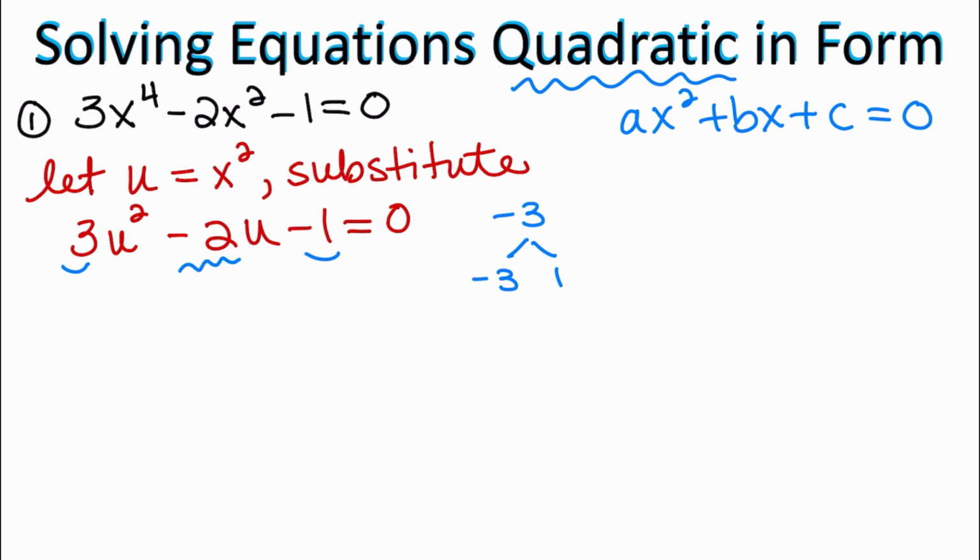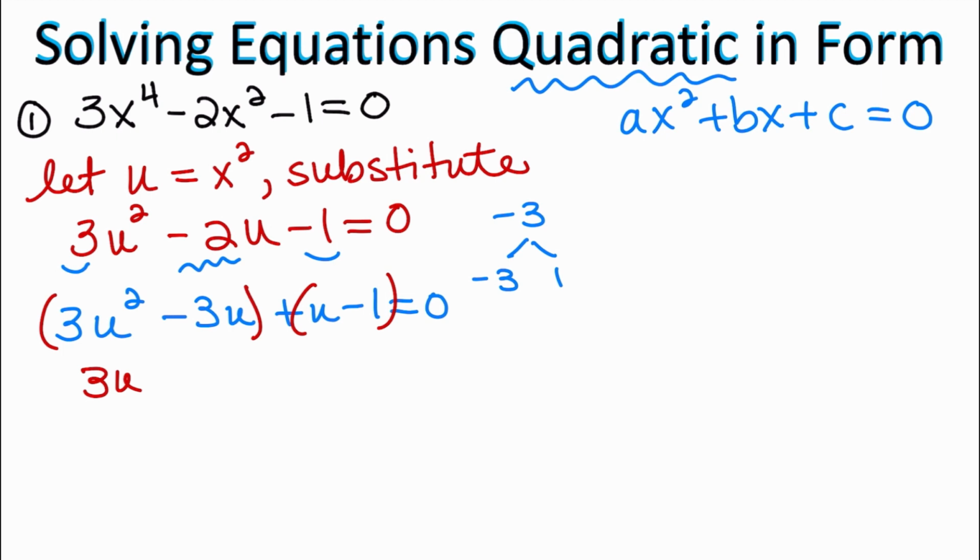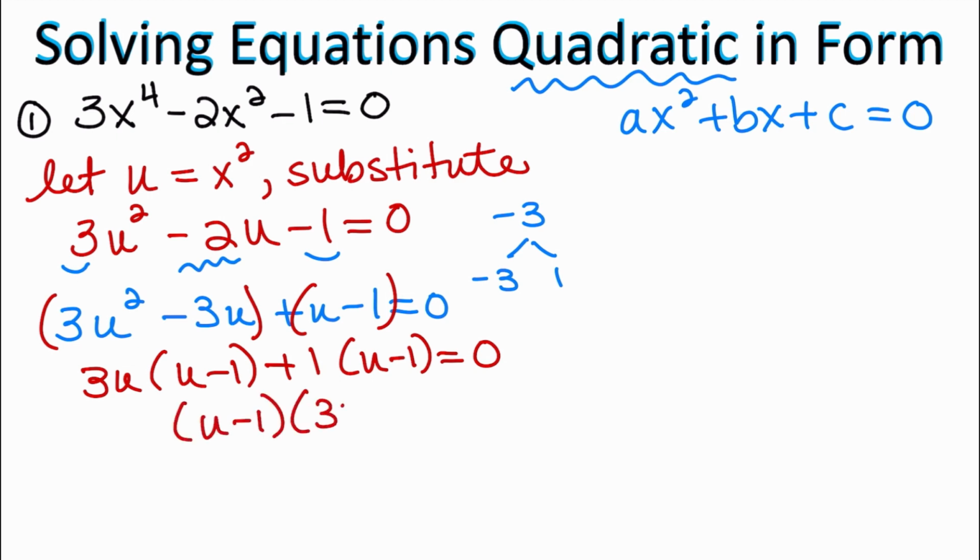So then here, I'm going to rewrite this as 3u squared minus 3u plus u minus 1 equals 0. Now that I have 4 terms, I can factor by grouping. From the first group, they both have a 3u in common. I'm left with u minus 1. From the second group, there's nothing else that I can take out, so I'm going to factor out a 1 as the greatest common factor, the GCF. Now they both have u minus 1 in common, and I'm left with 3u plus 1.